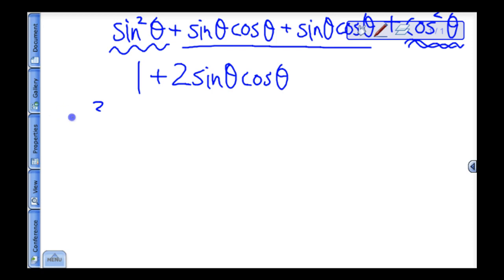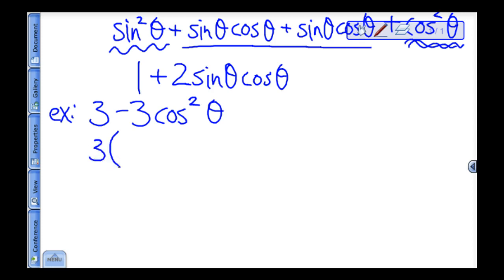Let's do an example. This is from your textbook, so you can also follow along in the book. 3 minus 3 cosine squared theta. Here I can factor, just like I can factor algebraic expressions. So I'm going to take a 3 on the outside, and then 3 divided by 3 is 1. And the second term divided by 3 is going to be cosine squared theta. The advantage of doing that is 1 minus cosine squared theta is one of our identities.